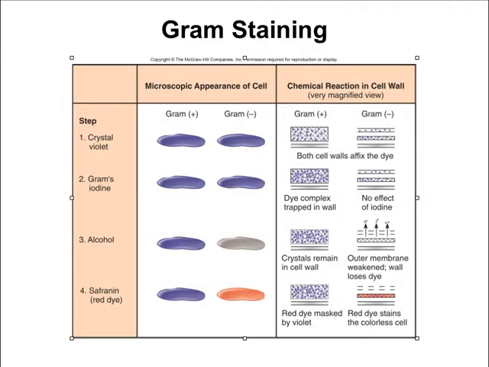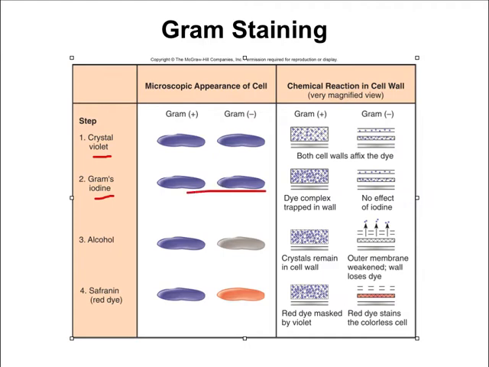And here's a great figure to summarize the stages of gram staining. Here we can see what happens in the crystal violet stage. Each of the cells maintains this purple coloration because both cell walls will affix the dye. In Graham's iodine staining, we'll see that the gram-positive bacteria will have the dye complex trapped in its cell wall, the thick peptidoglycan there, and then no effect of iodine on the gram-negative. However, both still appear purple.